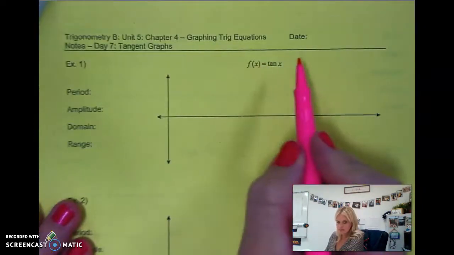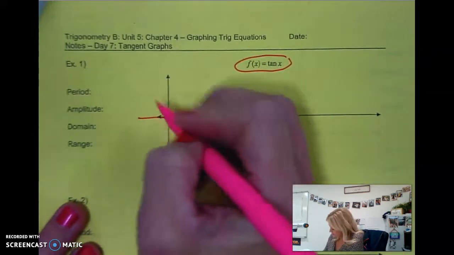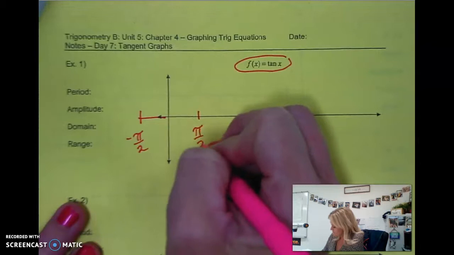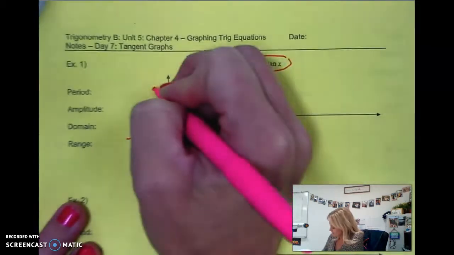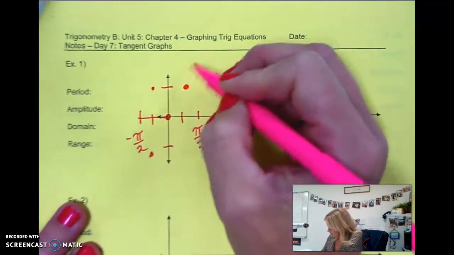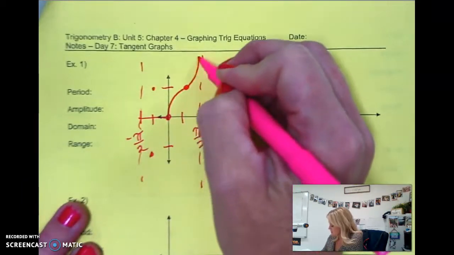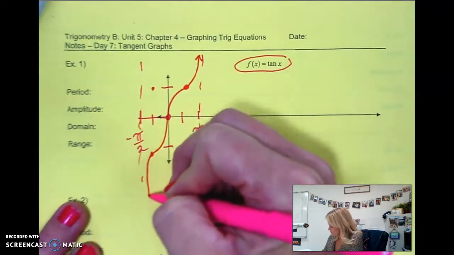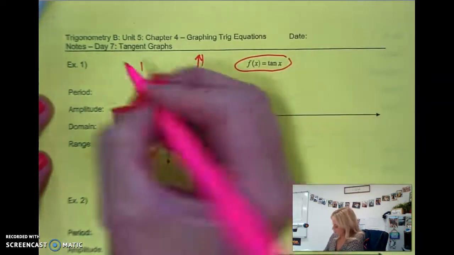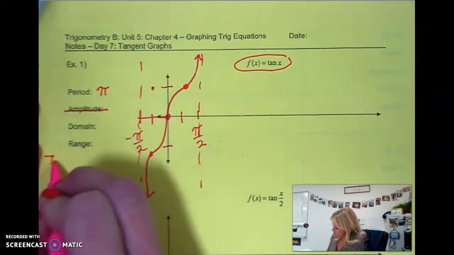So if you did not fill in just the basic tangent graph, I'm going to quick do that with you again. So we have -pi/2 and +pi/2. We have our turning points at 1 and -1, and also at 0, 0. These are where our asymptotes lie. So it curves up and twists, and it curves down and twists. That would be your basic parent graph. Again, the period is pi. There is no amplitude. We're going to concentrate on turning points.